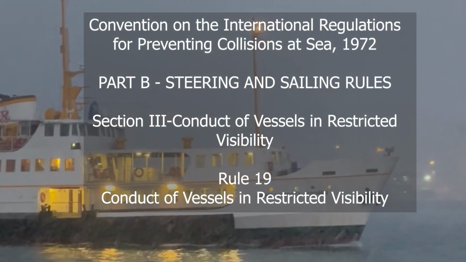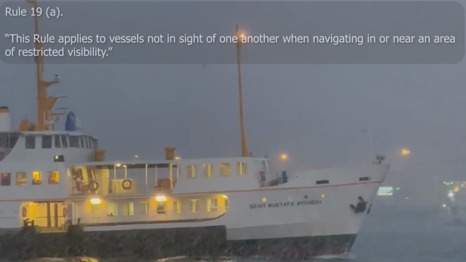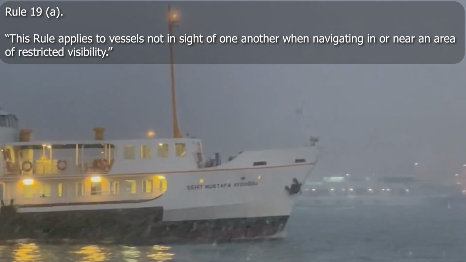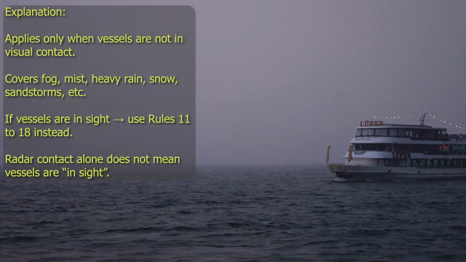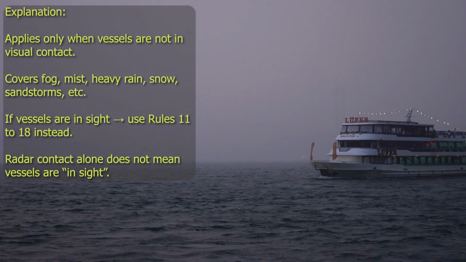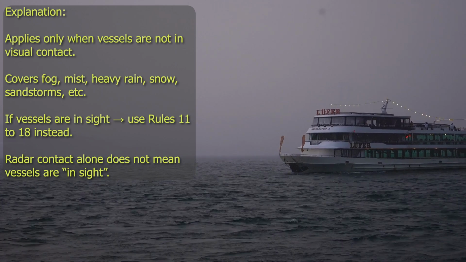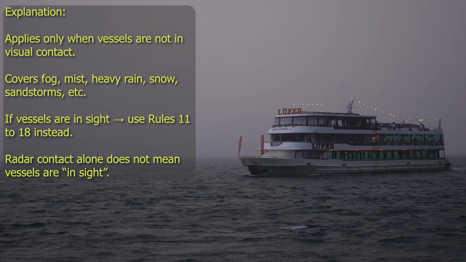Rule 19. Conduct of vessels in restricted visibility. Rule 19a. This rule applies to vessels not in sight of one another when navigating in or near an area of restricted visibility. Explanation. Applies only when vessels are not in visual contact. Covers fog, mist, heavy rain, snow, sandstorms, etc. If vessels are in sight, use Rules 11 to 18 instead.